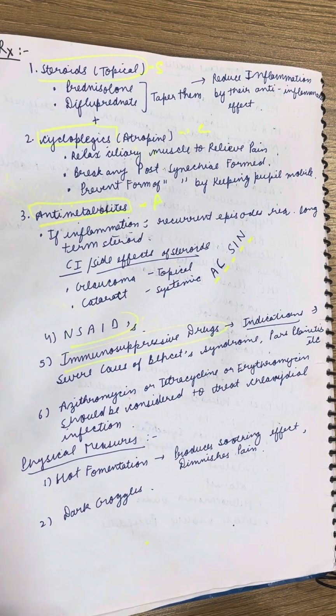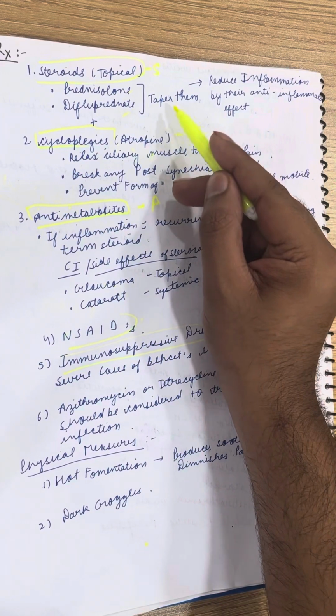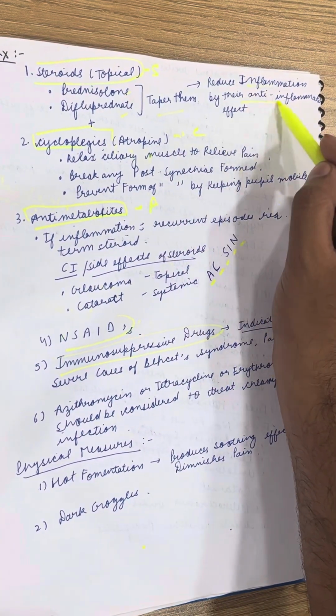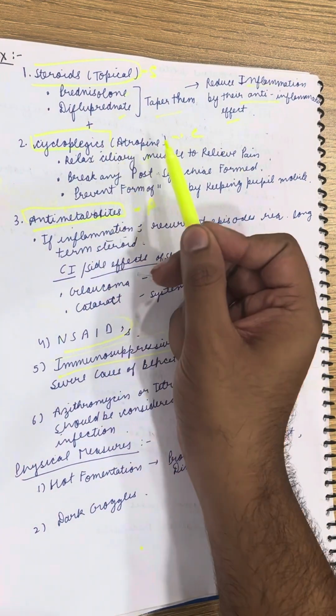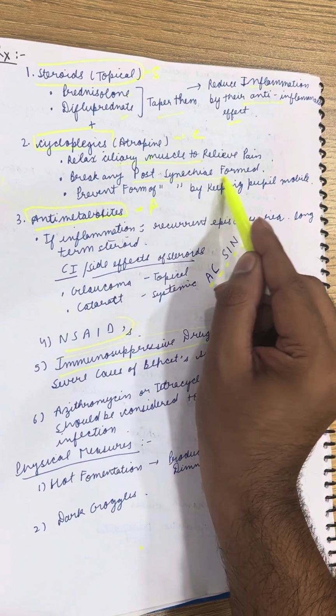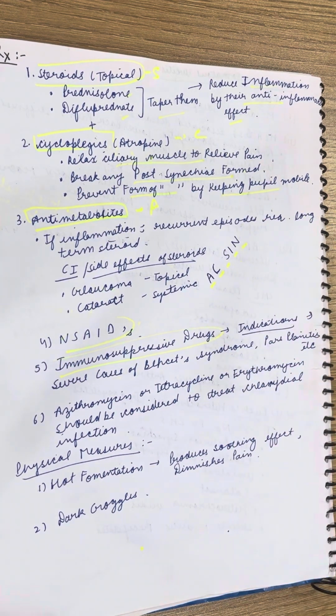The steroids are prednisolone and difluprednate. We need to taper the doses at the end. Steroids reduce inflammation by their anti-inflammatory effect. So why are steroids used? To reduce inflammation, as simple as that. And the cycloplegic used is atropine. It relaxes the ciliary muscle to relieve pain, breaks any posterior synechiae formation, and prevents formation of posterior synechiae by keeping the pupil mobile. So cycloplegics can help to reduce glaucoma, which is the most common complication.